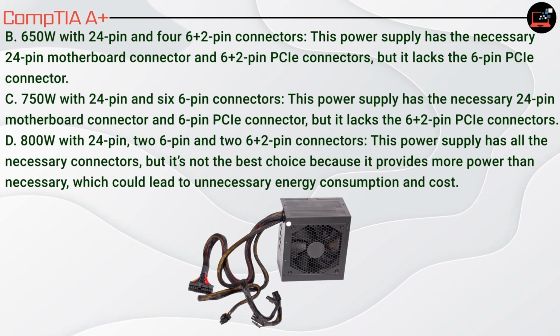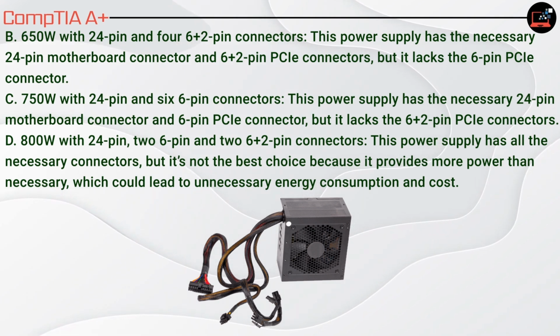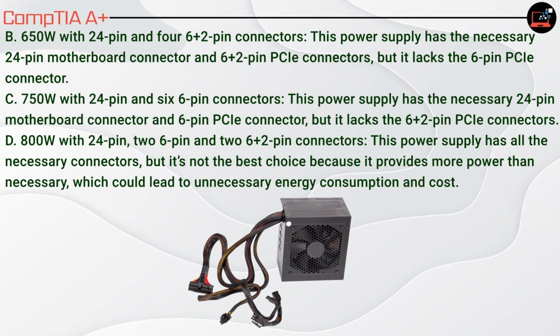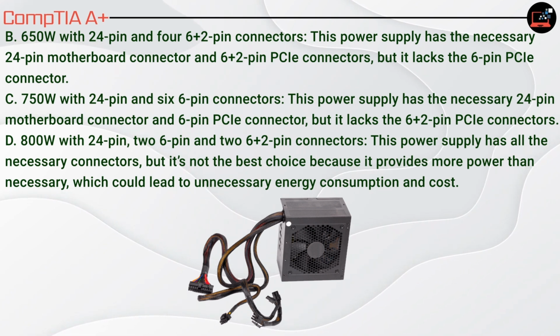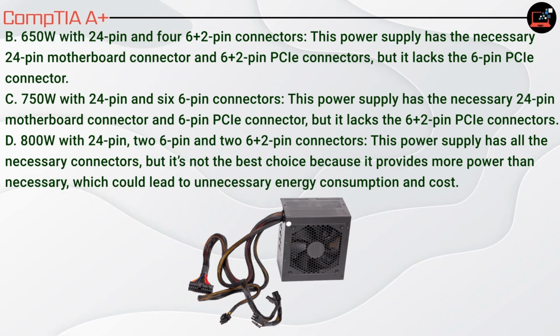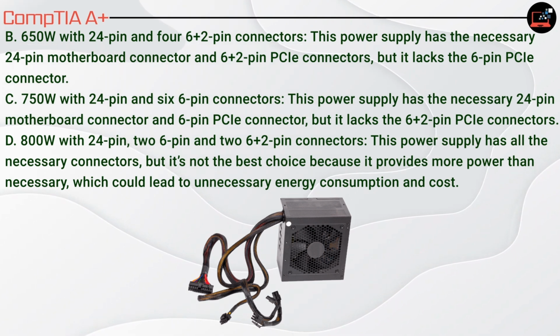B. 650 watts with 24-pin and 4 6+2 pin connectors. This power supply has the necessary 24-pin motherboard connector and 6+2 pin PCIe connectors, but it lacks the 6-pin PCIe connector. C. 750 watts with 24-pin and 6 6-pin connectors. This power supply has the necessary 24-pin motherboard connector and 6-pin PCIe connector, but it lacks the 6+2 pin PCIe connectors. D. 800 watts with 24-pin, 2 6-pin, and 2 6+2 pin connectors.